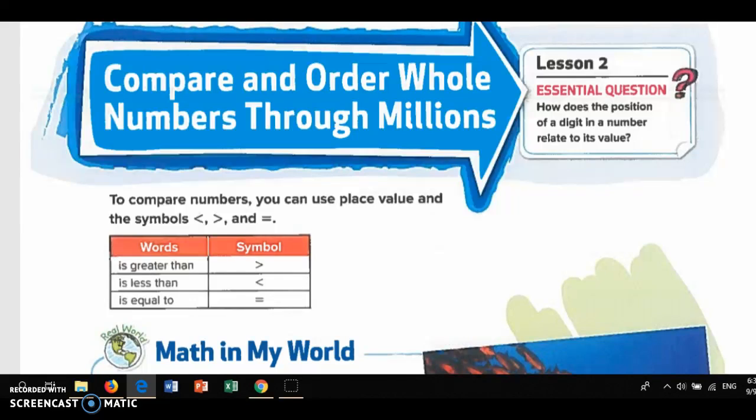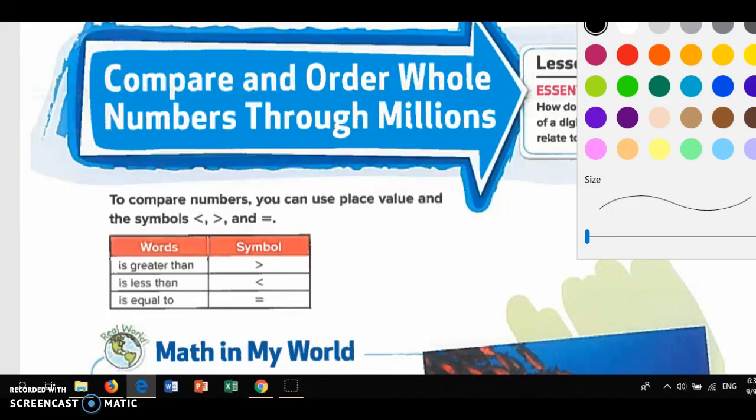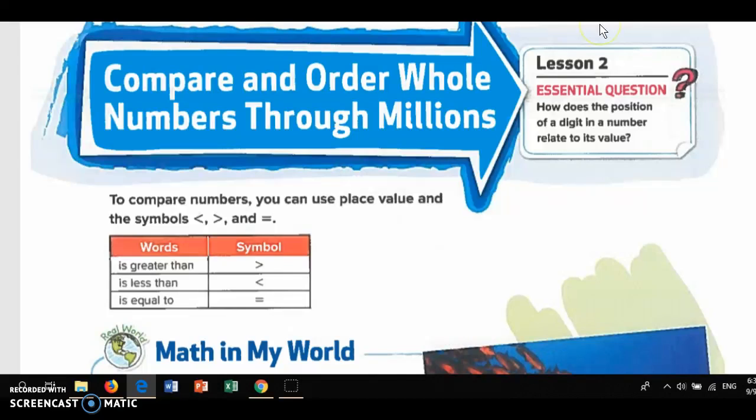Chapter 1, Lesson 2. Essential question: How does the position of a digit in a number relate to the value? We are going to compare numbers using smaller than, bigger than, and equal. Now, girls, remember, when we do smaller than, bigger than, and equal, we use the crocodile mouth.